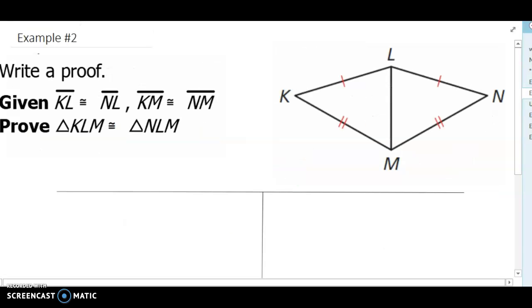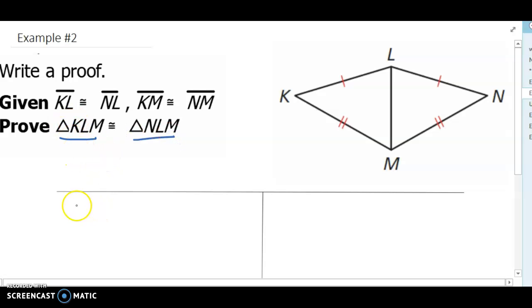Alright guys, we're going to get back into proofs pretty heavily in the last few sections here, but these proofs will make more sense than the proofs that we did in chapter 2, so that'll be good. Most of them you guys will think are a lot easier. Alright, so we want to prove that these 2 triangles are congruent.